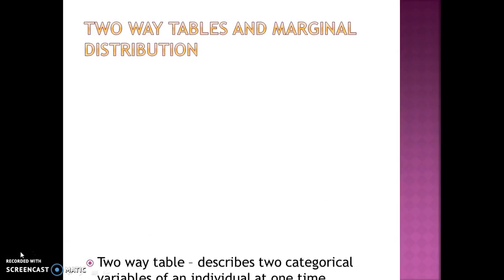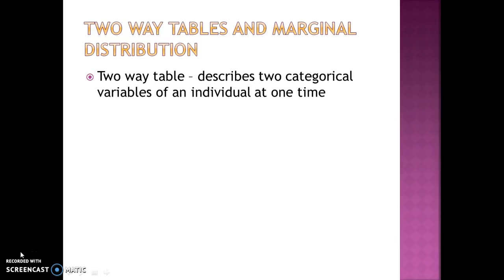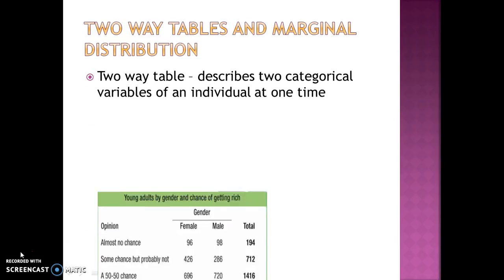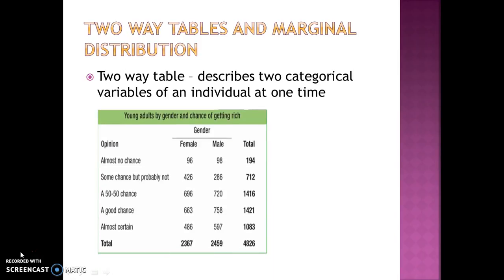So two-way tables and marginal distribution. A two-way table describes two categorical variables of an individual at one time. For example, we're going to be using this several times: young adults by gender, and they were asked what they think their chances are of being rich by the time they're 30. So as you can see, this data is like a bunch of numbers, and you can see the numbers, but again, it's hard to compare.